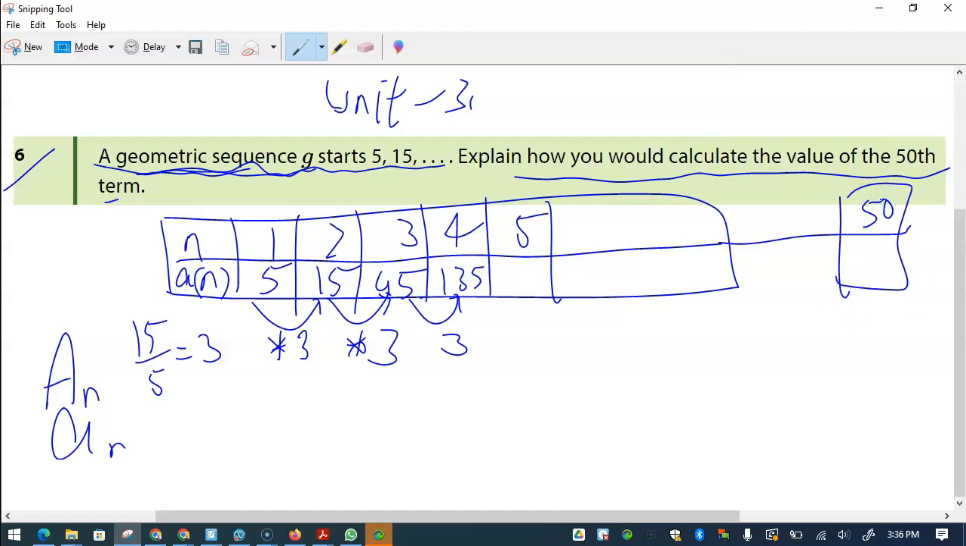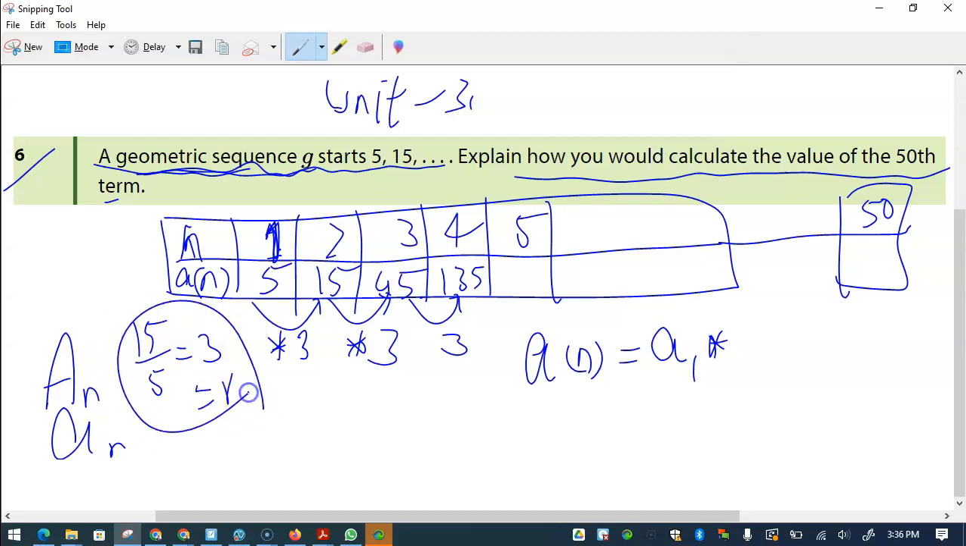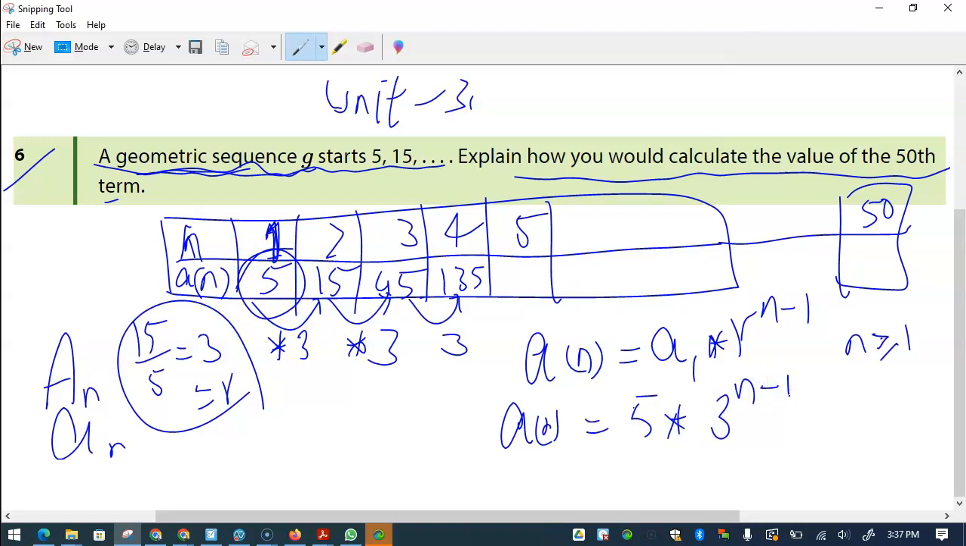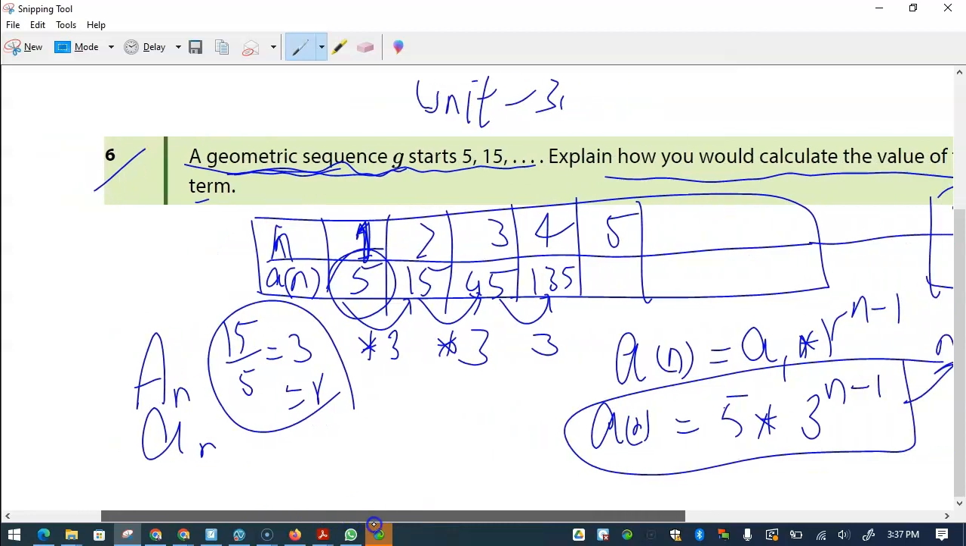Is there a formula for that? Whenever the sequence starts with 1, the nth term a_n is the very first one, a_1, times the ratio. So this is the ratio r, raised to n minus 1, where n is greater than or equal to 1. So we can write, in this example, a_1 is 5, times 3 raised to n minus 1, for n greater than or equal to 1.